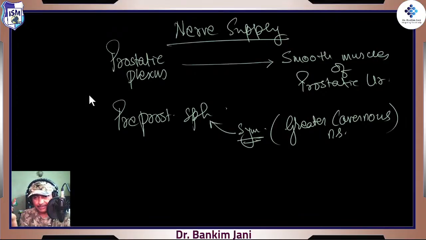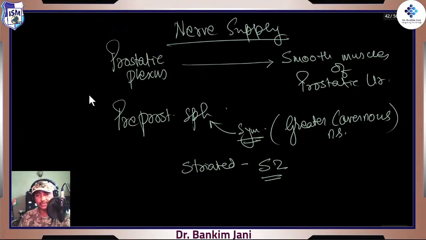For the parasympathetic, S2, S3, S4, right? It goes to the bladder. And the striated muscle, that is mainly by S2. Striated mainly by the S2.